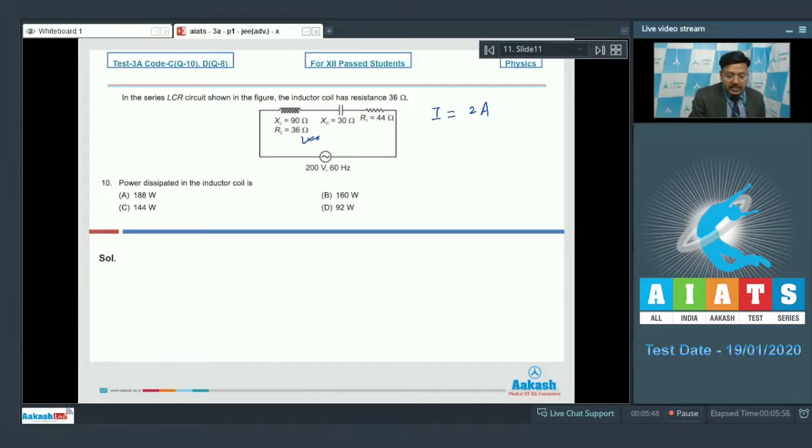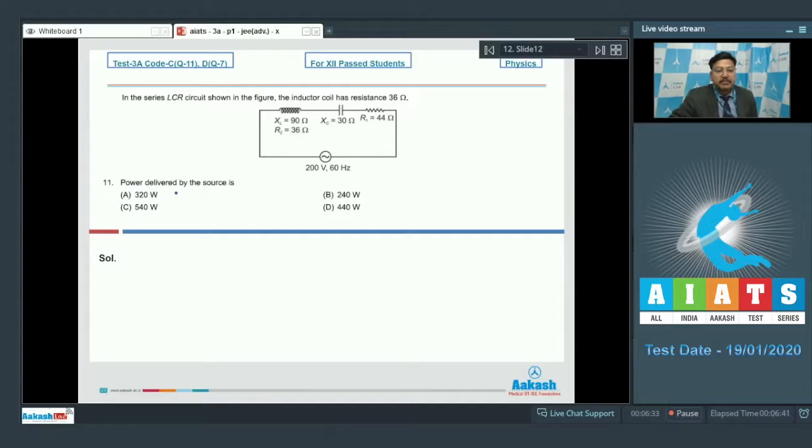So that means the power dissipated in the inductor coil, let's say PC, is equal to I RMS square into R2, and that value is 4 into 36, which comes out to be 144 watt, and which is matching with option C. So option C is correct. Let's go to the next question now.